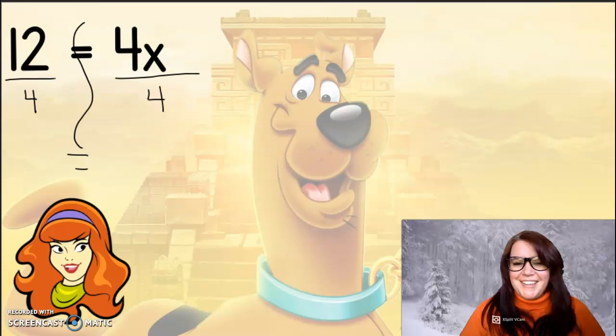Okay, so we are going to divide. These are going to end up canceling each other out, and then I'm just left with my variable. 12 divided by 4 is 3.